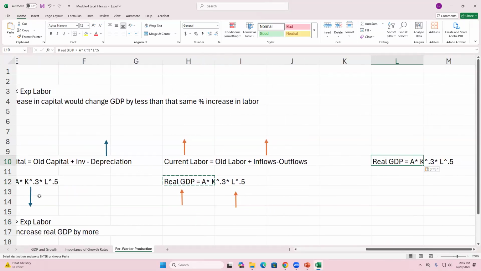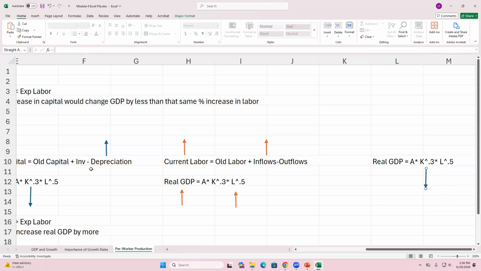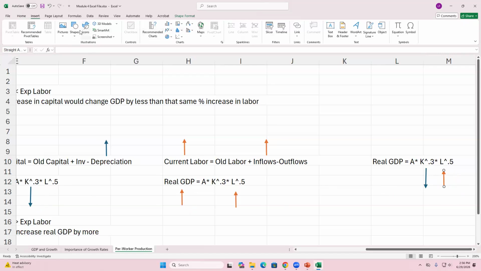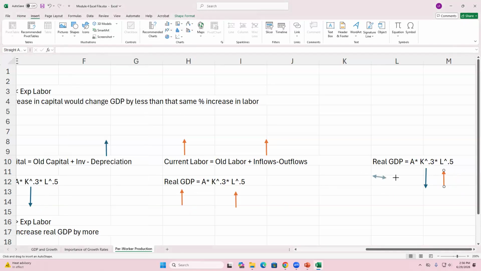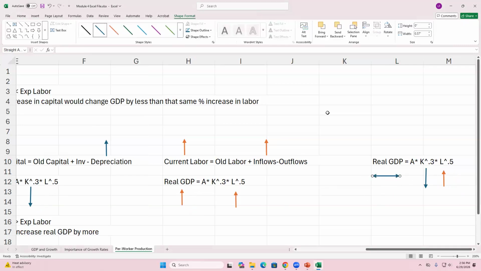what we just said was decreases in capital were a result of increases in depreciation, and then increases in labor inflows minus outflows cause labor to go up, which caused real GDP to go up. So if these two things happen simultaneously, what's going to happen to real GDP goes back to that example that we were using before, which is, it depends. We would have to know something about the relative size.